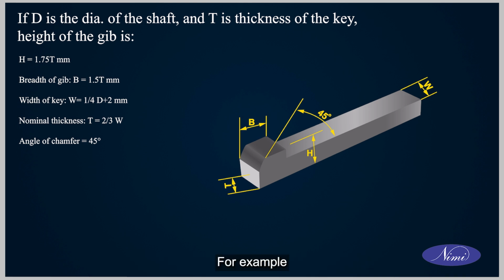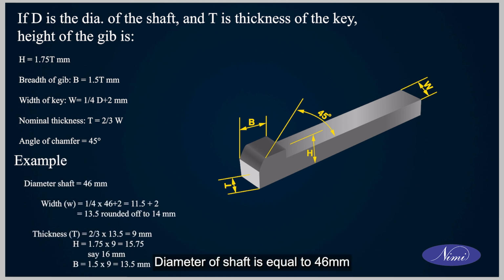For example, diameter of shaft is equal to 46 mm. Width W is equal to 1/4 into 46 plus 2, which is equal to 11.5 plus 2, which is equal to 13.5 rounded off to 14 mm. Thickness T is equal to 2/3 into 13.5, which is equal to 9 mm.